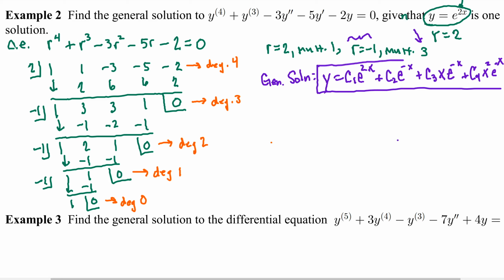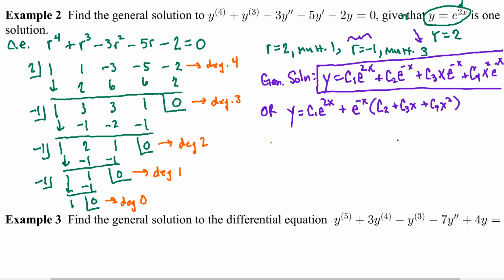Or if you want to group all of the e to the -x powers together, you could also express this as y equals c sub 1 e to the 2x plus, then we'll factor out the e to the -x, and then we have our ascending polynomial c sub 2 plus c sub 3 x plus c sub 4 x squared as its coefficient.